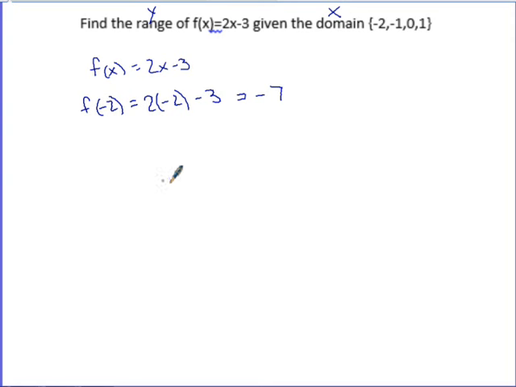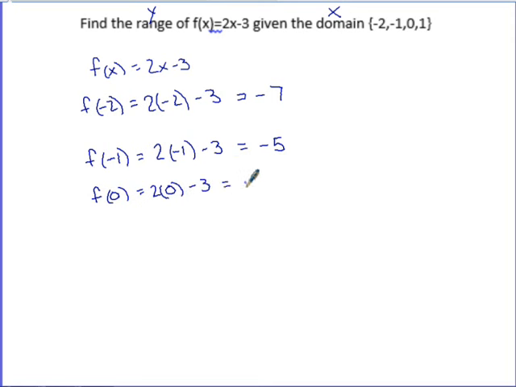I have to do that every time for all four of these numbers. So now I'm going to find f of -1. That's going to be equal to 2 times -1 minus 3. 2 times -1 is -2, minus 3 is -5. And I have f of 0. So I have 2 times 0 minus 3. 2 times 0 is 0, minus 3 is -3. And f of 1 is equal to 2 times 1 minus 3. 2 times 1 is 2, minus 3 is -1.